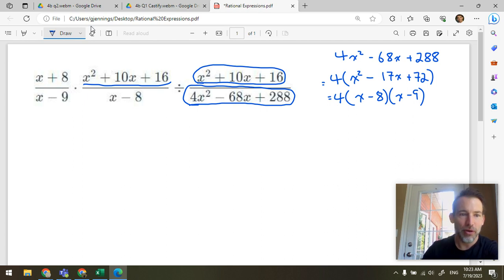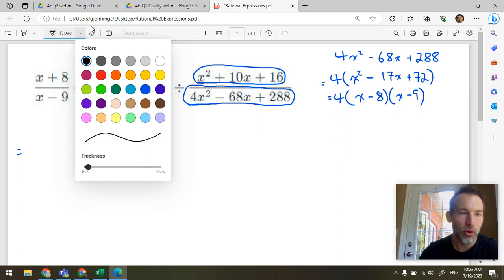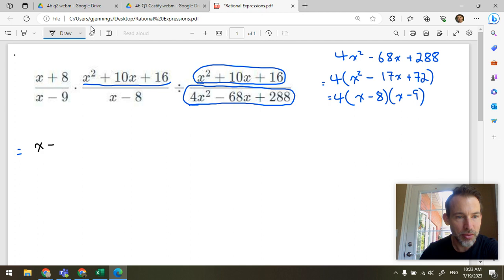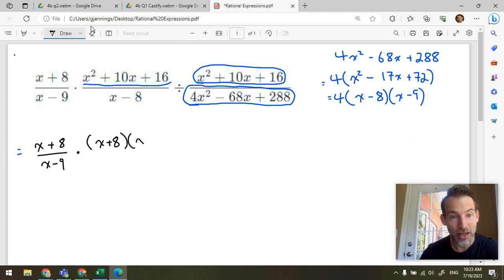Now let's rewrite this expression. I want to do this in another color because I want to keep my rough work all in blue and my formal work in black. This is equal to x plus 8 over x minus 9 multiplied by x squared plus 10x plus 16. I happen to know that's x plus 8 times x plus 2, so because I don't need rough work there, I'll just write that out. And then I divide that by x minus 8.